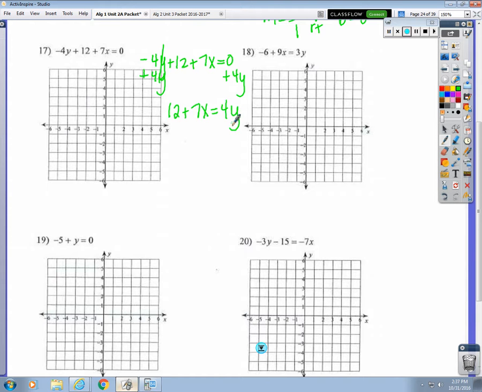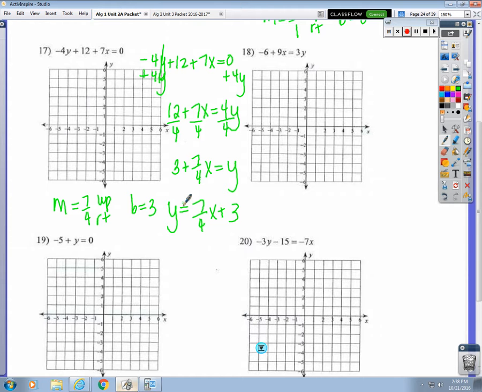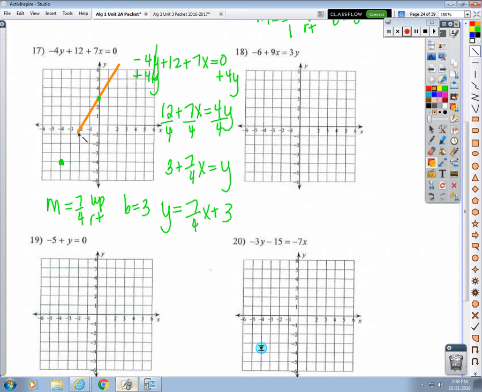Now to get the y by itself, what do we do? You have to divide by 4. Divide by 4 on everything. So doesn't that become 3 plus 7/4 x equals y? And now, I'm done, but if I wanted to, I could just rewrite it as y equals 7/4 x plus 3. It's the same thing. And so now that I've done that, what's my slope? What's my y-intercept? So what do I do first? Right, and then I go right, down 7, left 4. Okay, and then you connect those, and the line is all solutions to that equation.